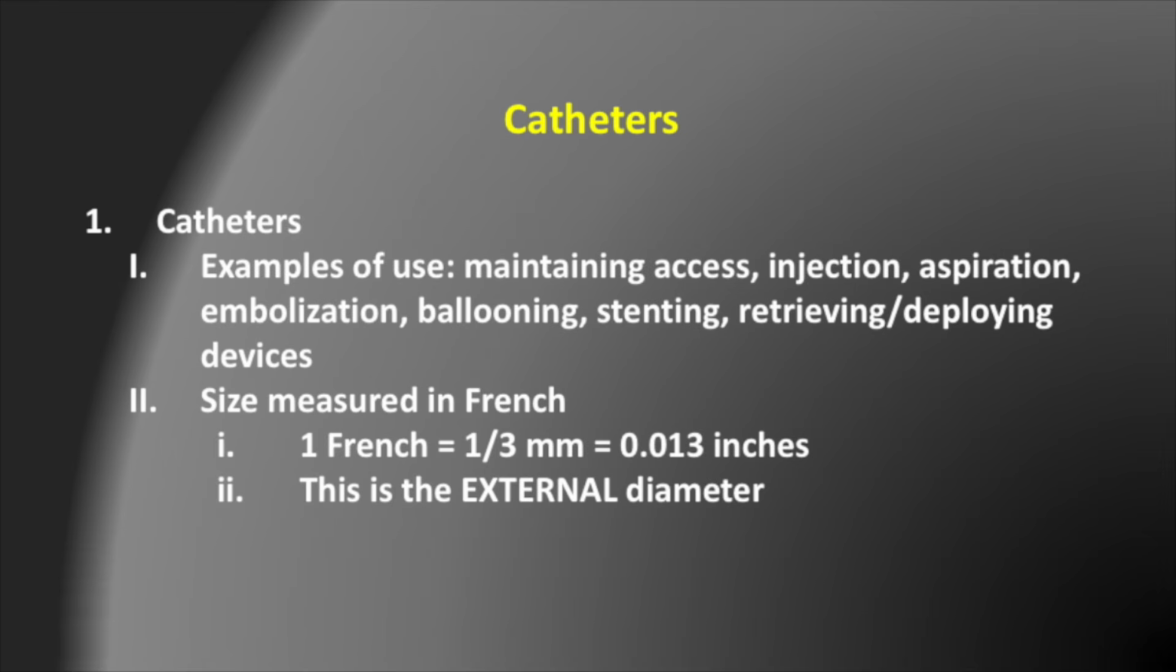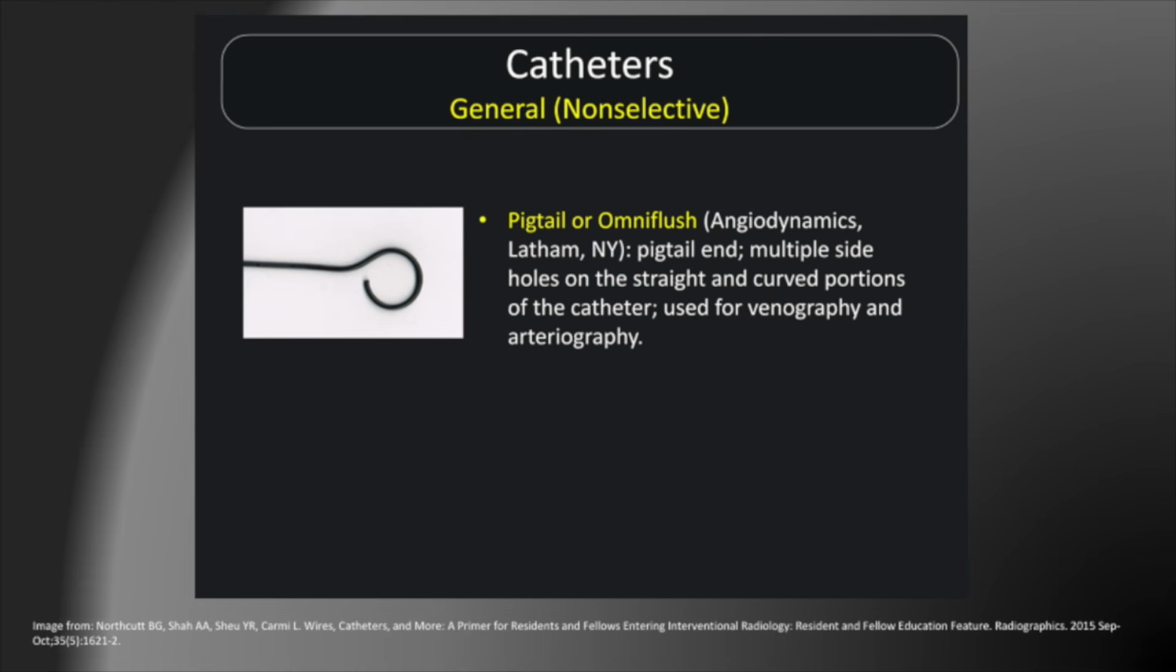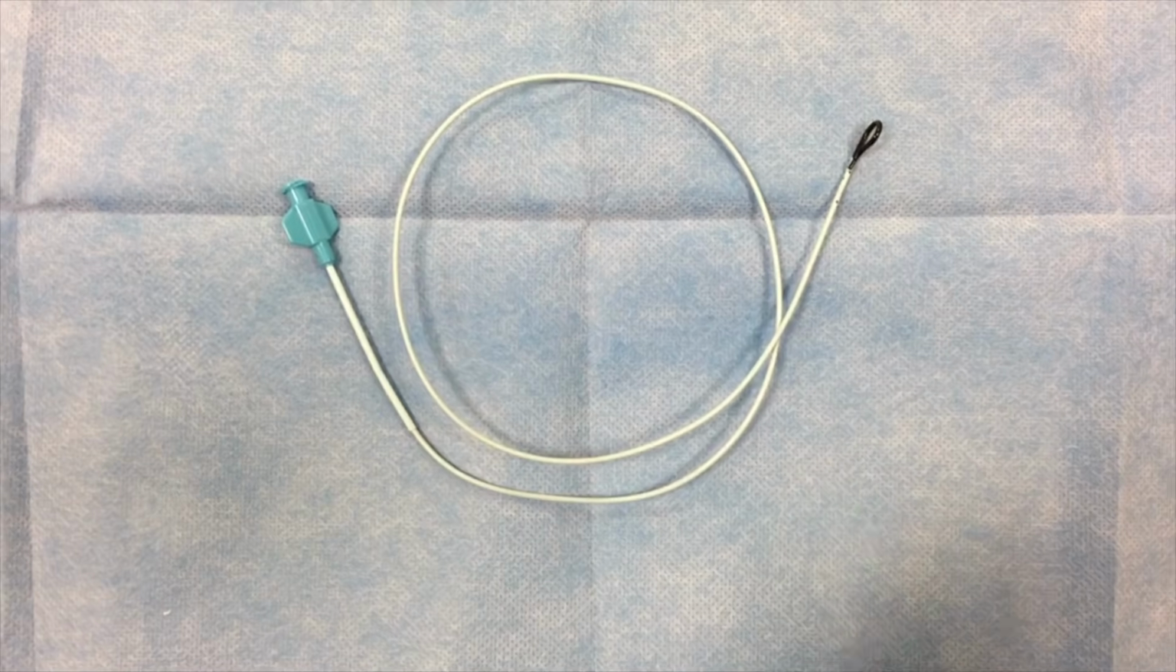So this picture is an example of a catheter presented in a radiographics article. And as you can see in this catheter, it's a pigtail catheter and it has multiple side holes. And it's a type of non-selective catheter which can be placed into the aorta or the venous system, and then contrast can be injected through this to opacify the system that you're in.